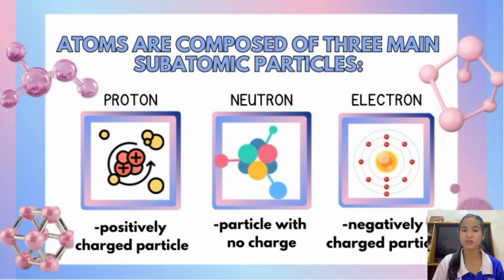Atoms are composed of three main subatomic particles. These are the protons, neutrons, and electrons. First, protons. Protons are positively charged particles. The second is neutrons. Neutrons are particles that have no charge. And the third one is electrons. Electrons are negatively charged particles. Each of these particles plays an important role in the structure of an atom.